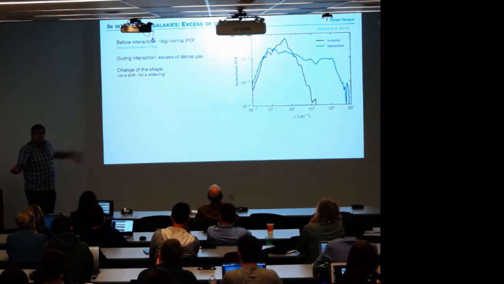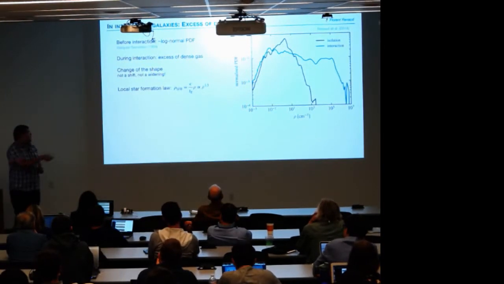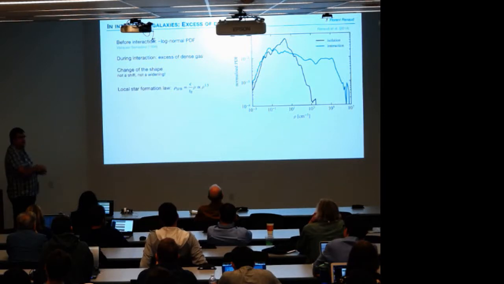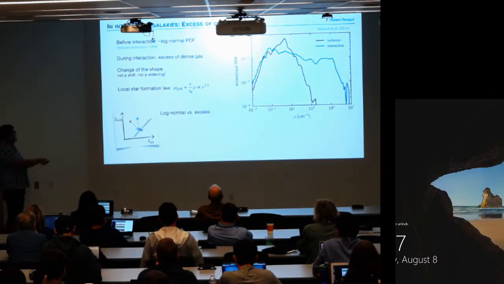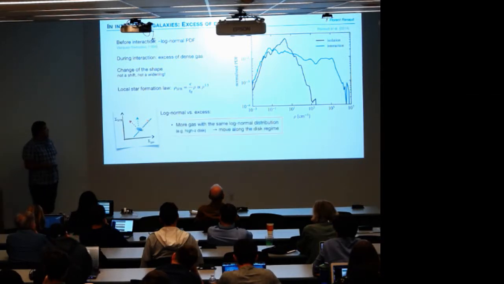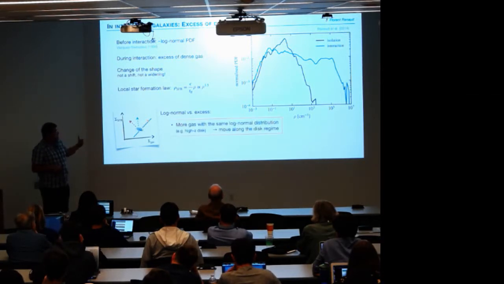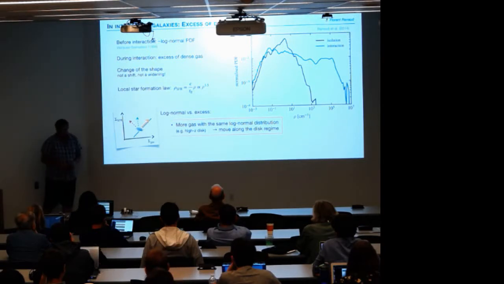Why does it matter? Because this gas is basically the ingredient for your star formation recipe. And then you will put this distribution in this superlinear model or any other flavor that you prefer to form your stars in your galaxy. So if I go back to this little cartoon I had and I compare what happened if I have a log-normal distribution versus an excess of dense gas like this one, in the log-normal case, I can put, for example, more gas with the same log-normal distribution. That's what I would do if I go to a high redshift isolated galaxy.